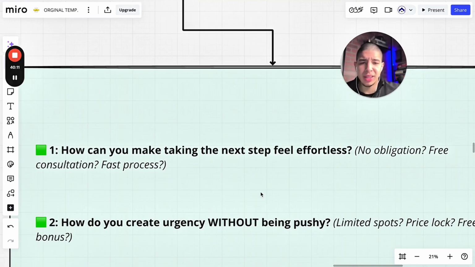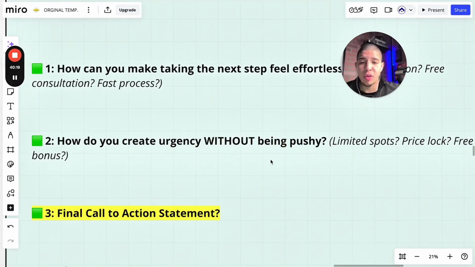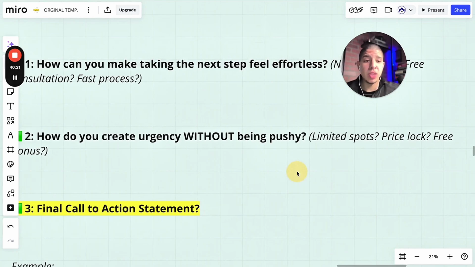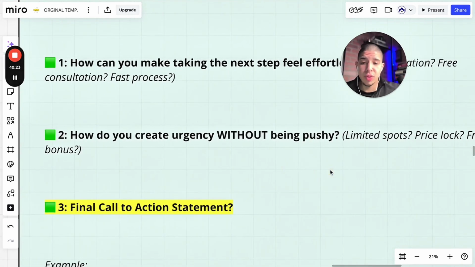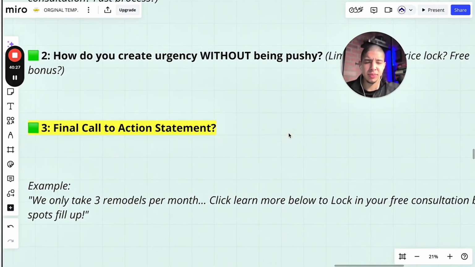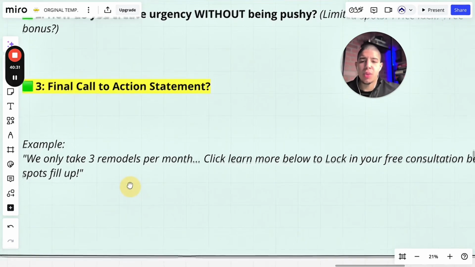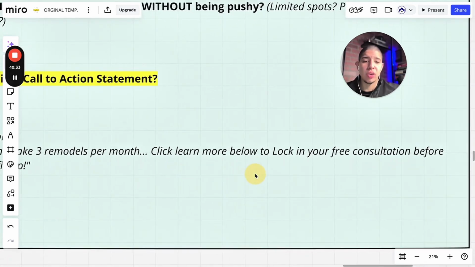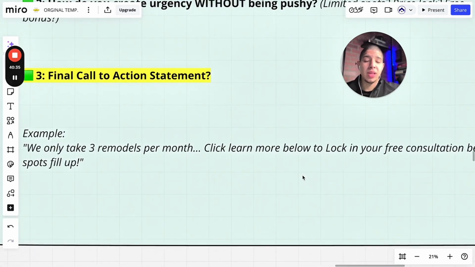How can you make taking the next steps feel effortless? No obligation, free consultation, fast process, free estimate within 24 hours, right? How do you create urgency without being pushy? Limited spots, price lock, free bonus. Be careful with that once again. You don't want to come off as thirsty. It's the last thing you want to do if you actually want to attract high-paying clients. We'll only take 3 remodels per month. Click learn more below to lock in your free consultation before spots fill up. See what your kitchen will look like with our free 3D rendering in 24 hours.